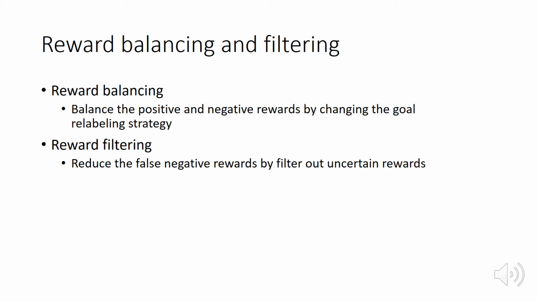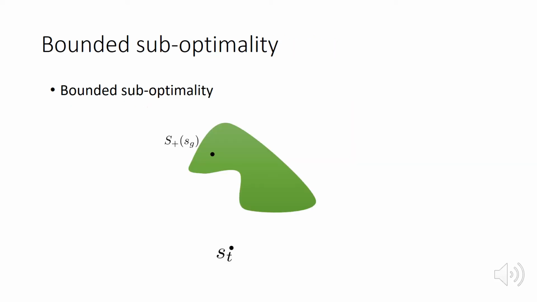To further accelerate learning, we introduce reward balancing and reward filtering. Reward balancing balances the positive and negative rewards by changing the goal relabeling strategy, and reward filtering reduces the false negative rewards by filtering out uncertain rewards.